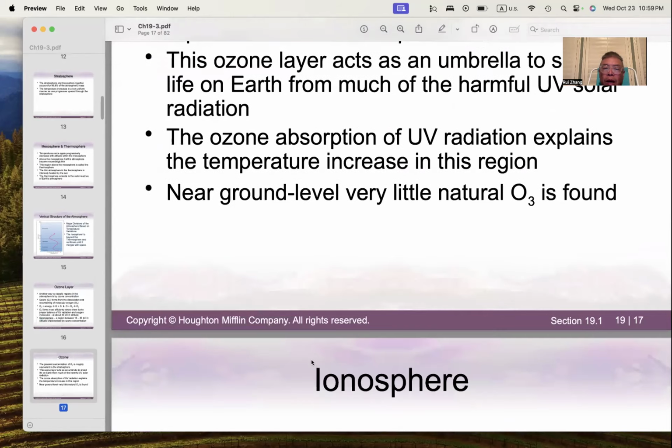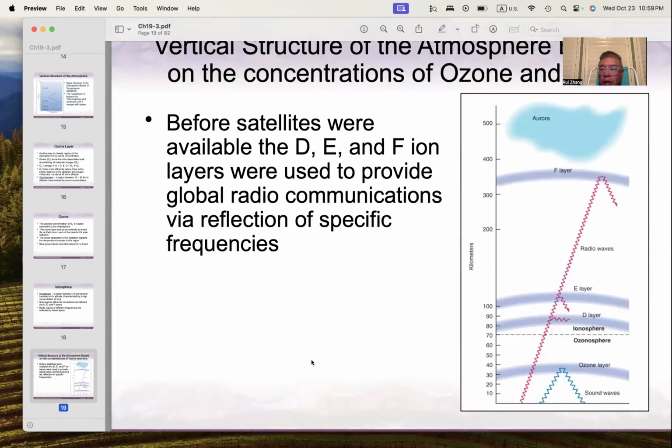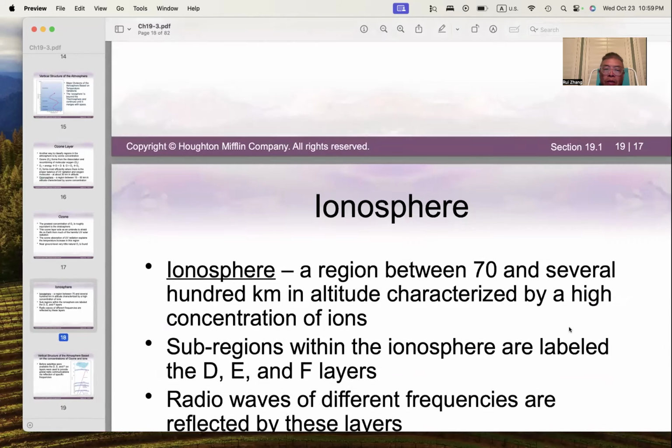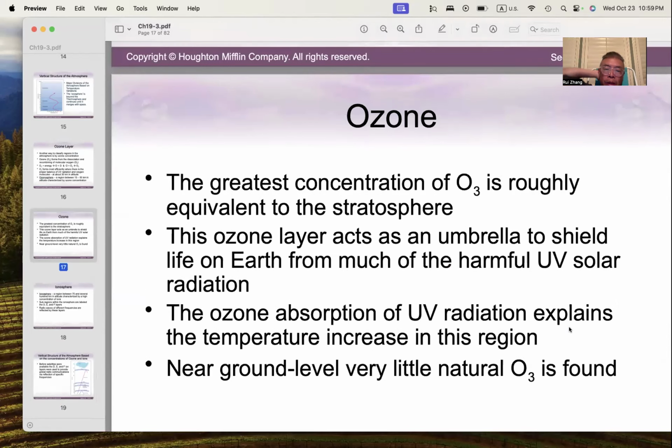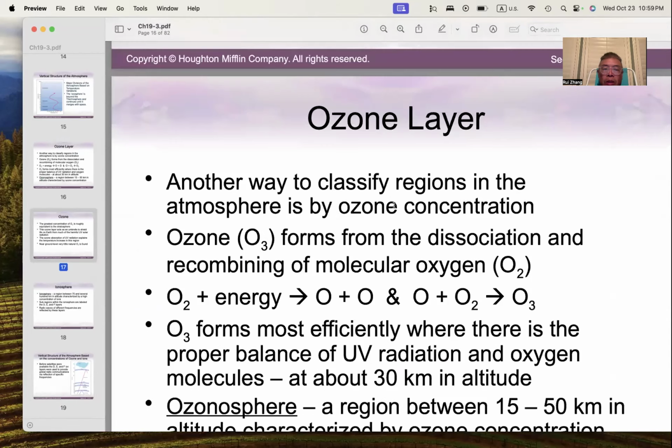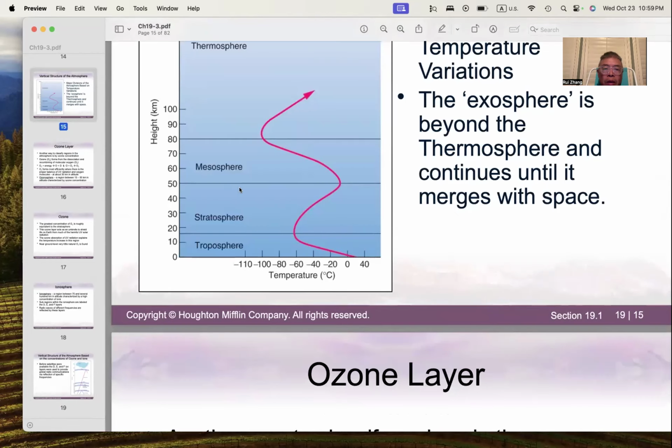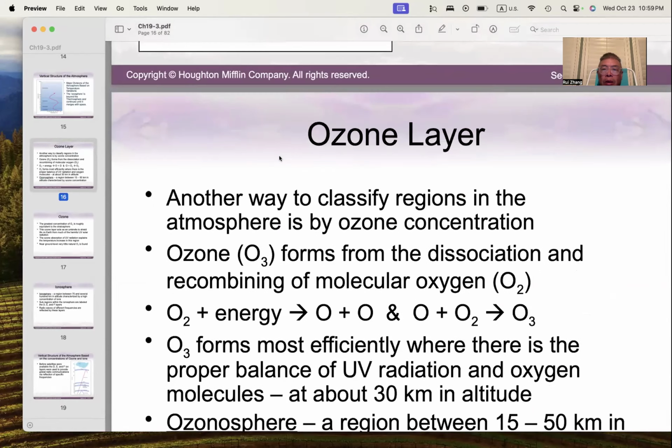Another way to talk about structure is using the ozone sphere and the ionosphere. The ozone sphere is a different way to separate. It has a great concentration of oxygen 3, ozone. It's not the normal oxygen molecule. It's roughly equivalent to the stratosphere, the second layer, and it's called the ozone layer.